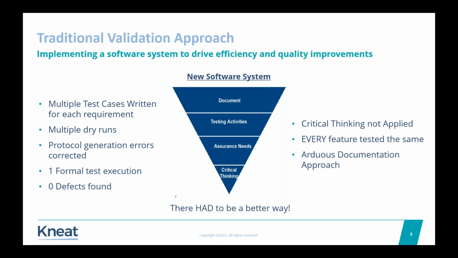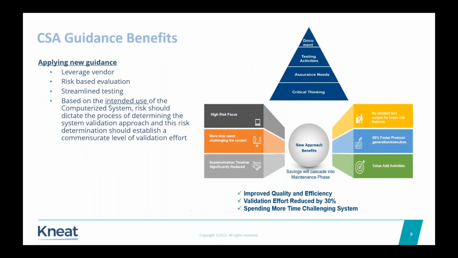And again, looking between the FDA and industry, they realize that, look, there has to be a better way to do this. So if we go on to the next slide, we'll see we have the CSA guidance benefits, right? Now, the first thing you can immediately see is that the triangle has been inverted. What's the most important thing in this? The most important thing in this is critical thinking.